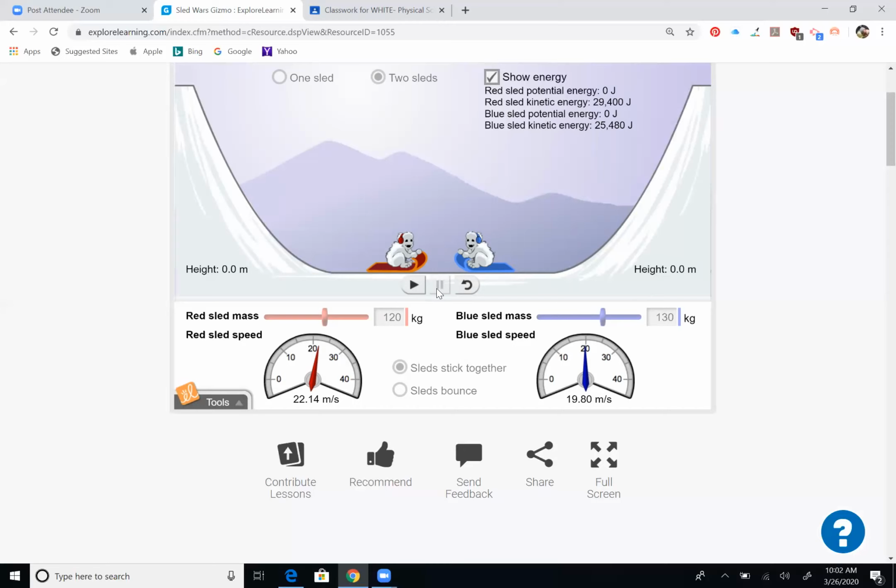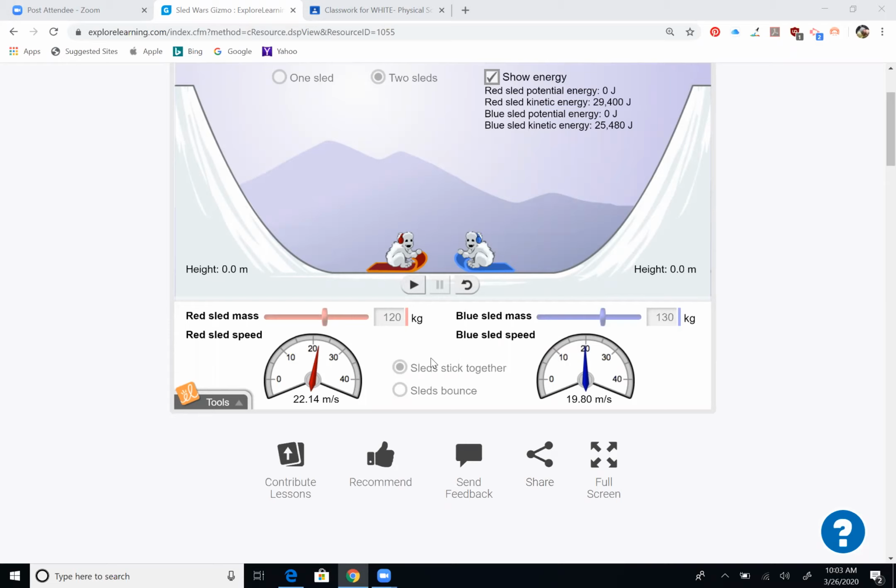2,656.8. Very good. So red sled is 2,656.8. And the blue sled is 2,574. So which sled should win? Red.